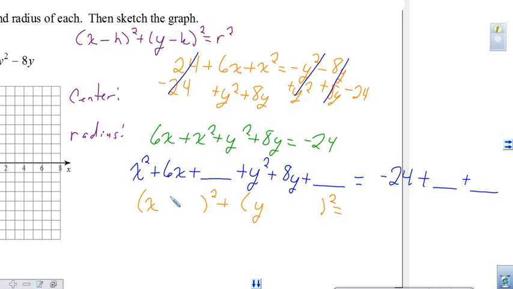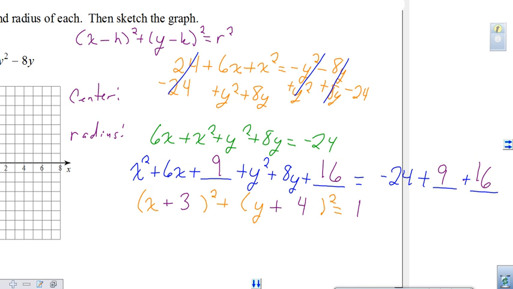Half of 6 is 3. If this guy is a plus sign, this guy's going to be a plus sign. This guy's a plus sign, so this one's going to be a plus sign. Half of 8 is 4. 3 squared is 9. And 4 squared is 16. Okay? And then you need to add all these guys together. Negative 24 plus 9 plus 16 equals 1.